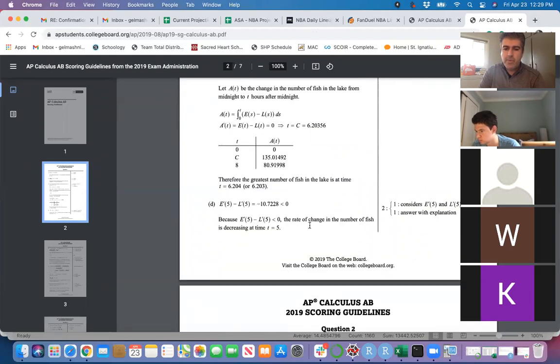And then here's 2 points for part D, concerning E prime 5, L prime 5, and of course getting the answer. And just explain that because it's negative, the rate of change of fish is decreasing. Okay. So again, that is how we would approach a question like that, integrals, net change.